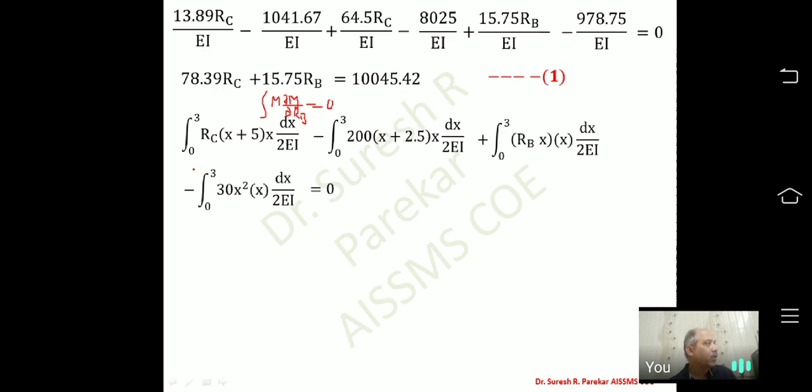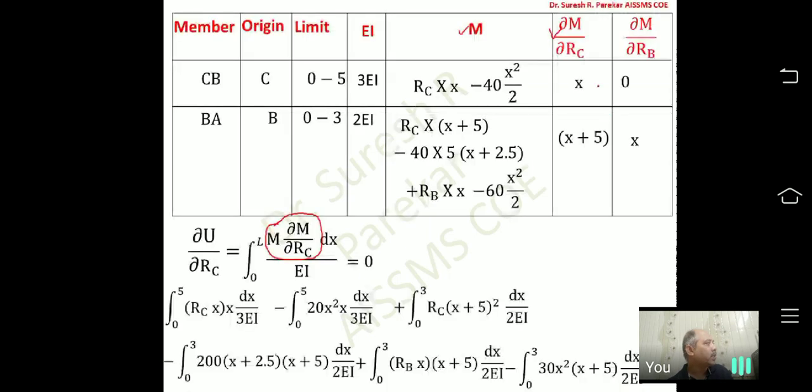And then you can see we have this value 0. So now we are taking this value, that is M, and from this term multiplied by this becomes 0. So I do not have any value due to dabba M by dabba RB in CB. So now how many terms? RC x plus 5 into x minus 40 into 5 x plus 2.5 into x RB into x minus 60 by 2, that is 30x square into x.